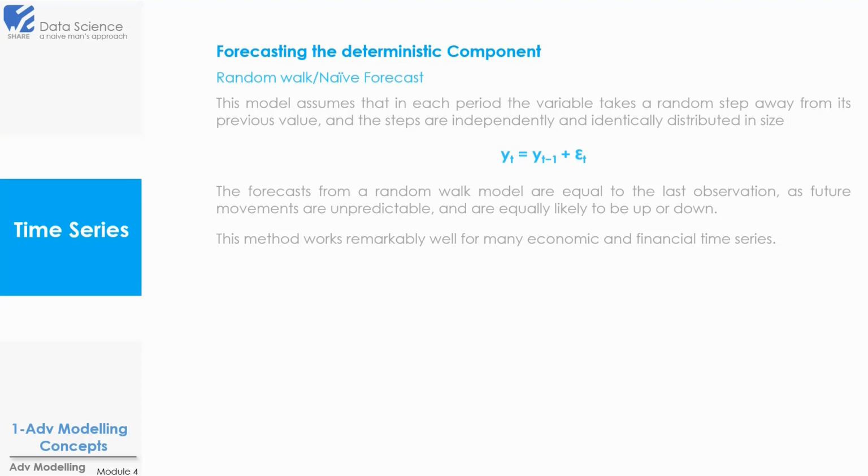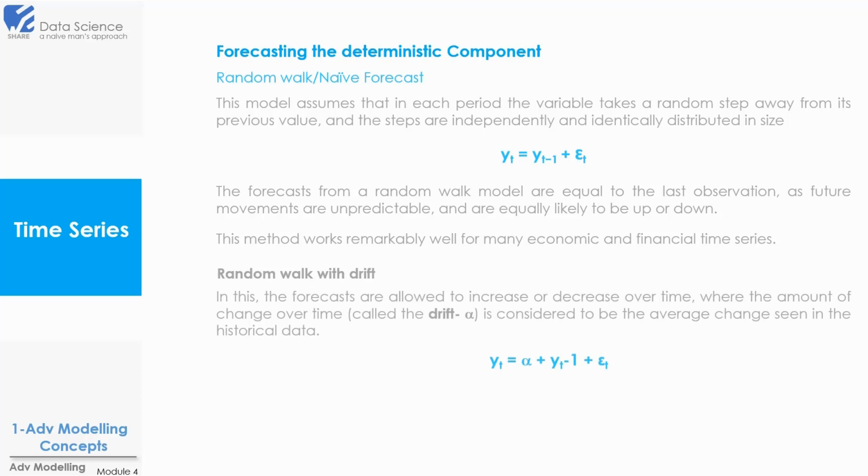Now we have one variant of this method as well, which is called random walk with drift. In this case, the forecasts are allowed to increase or decrease over time. Now this amount of change over time is called the drift, which is shown here by alpha. So here alpha is considered to be the average change seen in the historical data. So this was all about the naive forecast method.